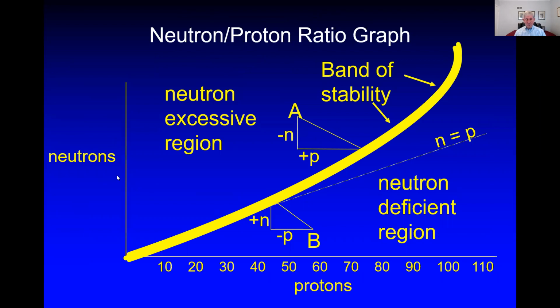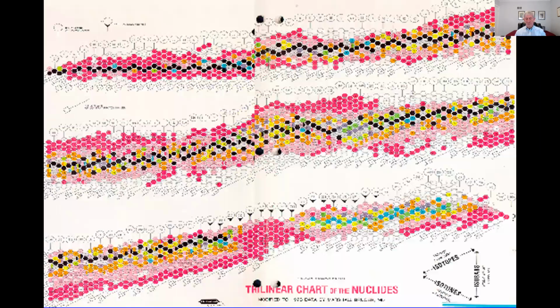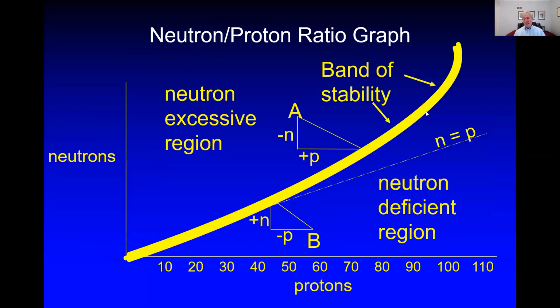Now we're ready to dig in with the neutron-proton ratio. If you recall this slide right here, if we were to take every one of these 2,800 nuclides and plot the number of protons versus the number of neutrons, we would come up with a graph that looks like this.